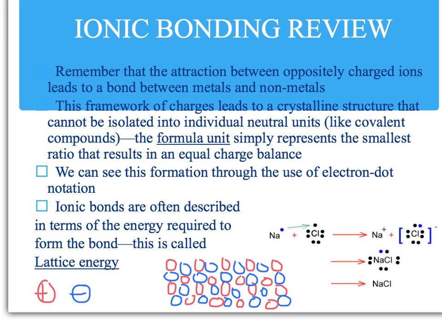You can see how that formation takes place if you look at the electron dot notation over here. We've got a sodium ion as an example, so a metal from group 1. It gives away its one valence electron to chlorine, which is a group 17 halogen. And when the chlorine gets that electron, both ions achieve noble gas configuration.